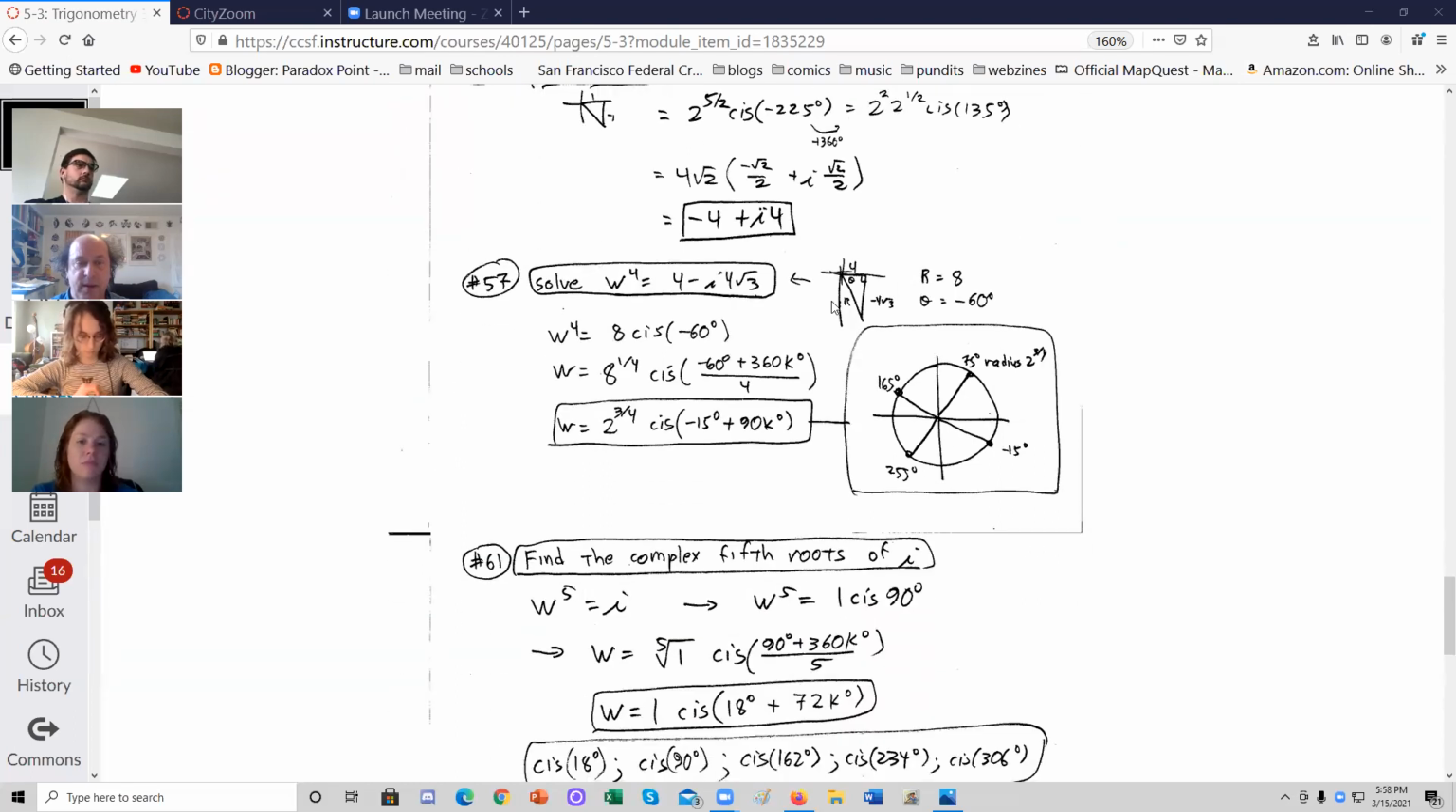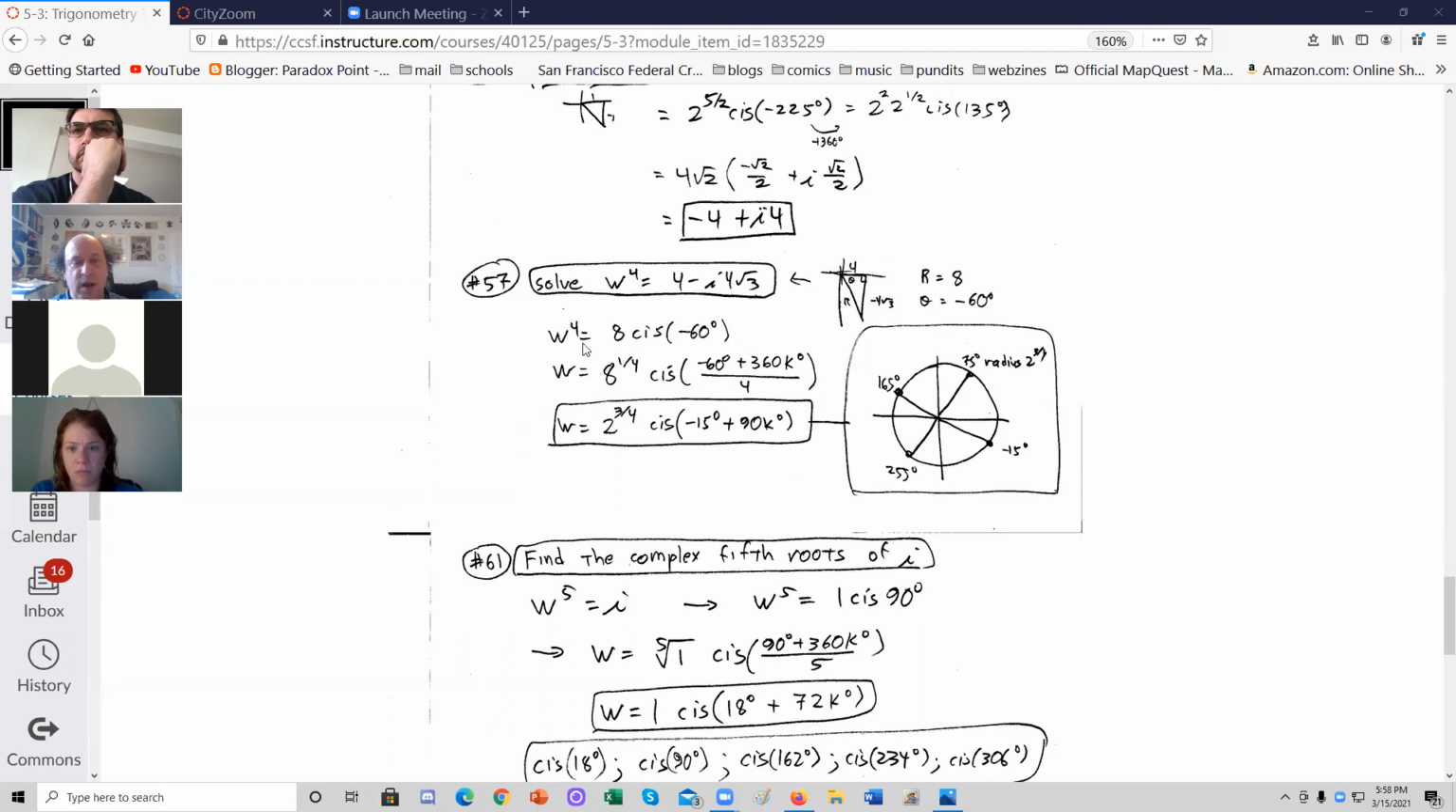Wow. Here they ask us to solve w to the 4th equals 4 minus I 4 root 3. This thing over here, 4 minus I 4 root 3, is over 4 and down 4 root 3. If you check the radius, it's 8, the square root of the sum of squares of these. This is a 30, 60, 90 triangle, so this is negative 60 degrees. So w to the 4th is 8 cis negative 60 degrees.